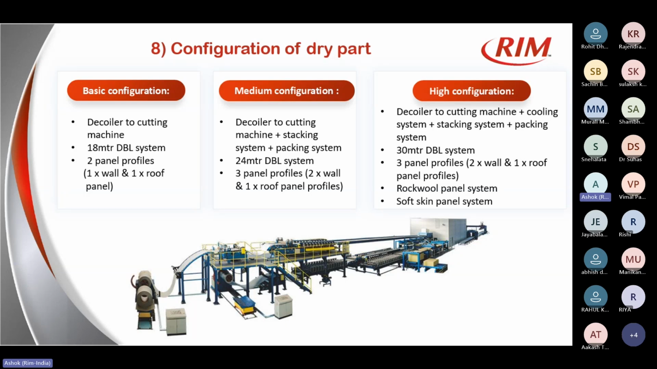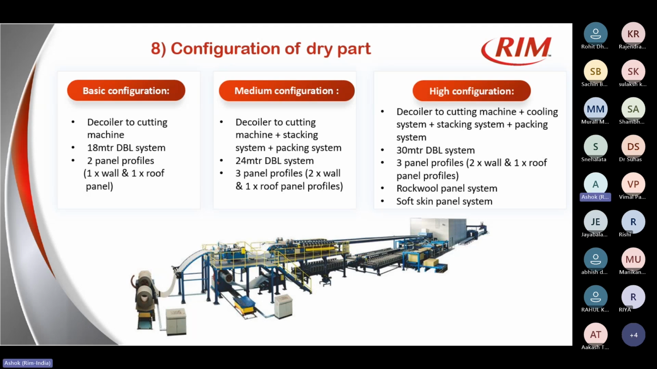Medium configuration wise, decoiler to cutting machine, then there's a stacking system and packing system. The double belt conveyor can be 24 meters in length, and panel profile wise, two types of wall panel and one type of roof panel.